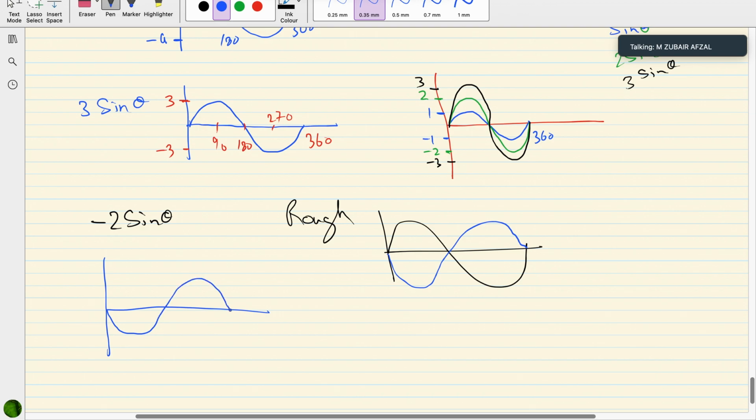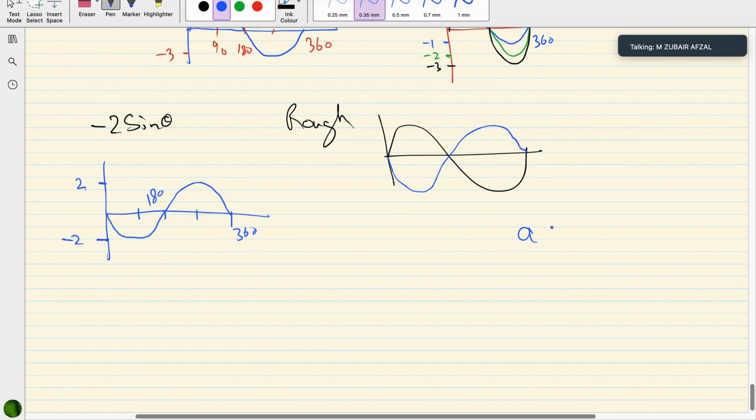Because of the negative number, it is inverted, it still ends at 360, the midpoint is at 180, this is 90, this is 270, and the amplitude is still 2 and minus 2. Because of this negative number, it is switched. So are we clear with A sine theta? Are we clear with this first part, A? Any confusion?